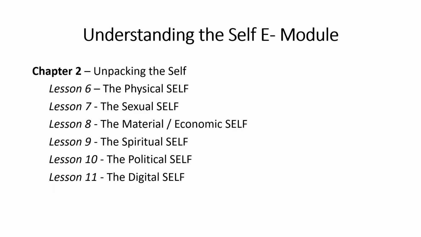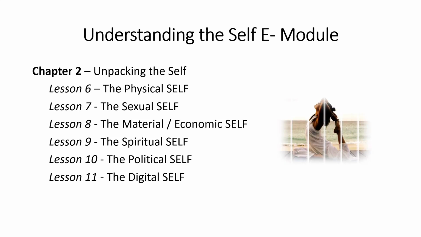Chapter 2 is entitled Unpacking the Self. It consists of Lesson 6 to 11. Lesson 6 deals with physical self, while Lesson 7 focuses on the sexual self, including sexually transmitted infections and methods of contraception. In Lesson 8 we will discuss the material or economic self, while in Lesson 9 we are going to deal with the spiritual self. Lesson 10 focuses on the political self, while in Lesson 11 we are going to discuss the digital self.